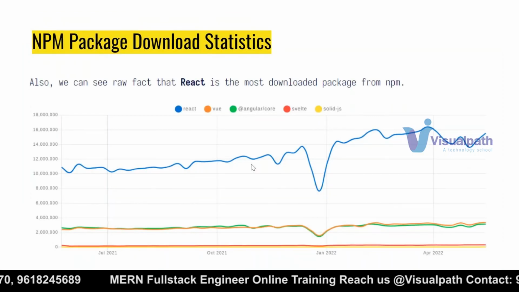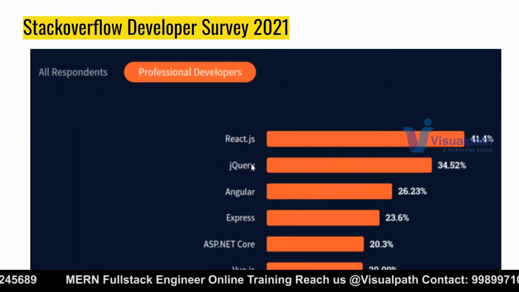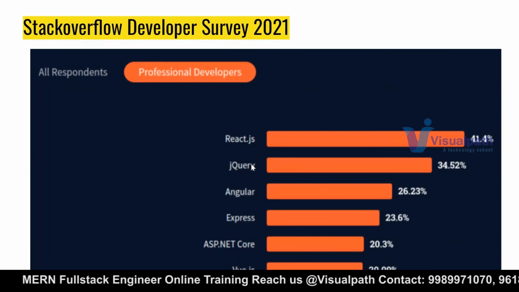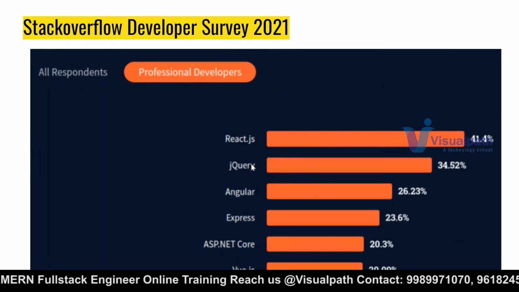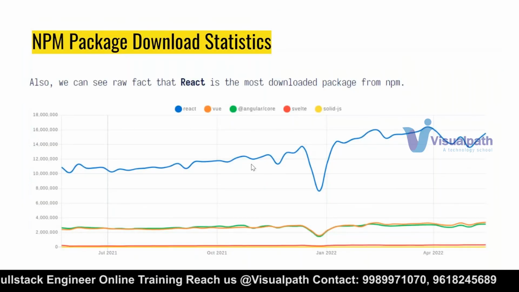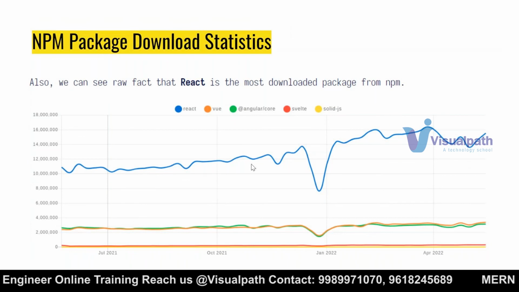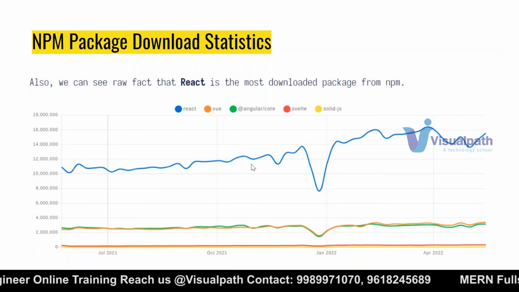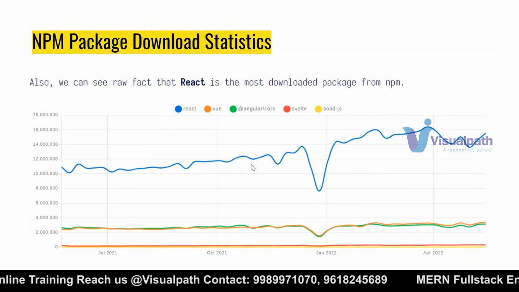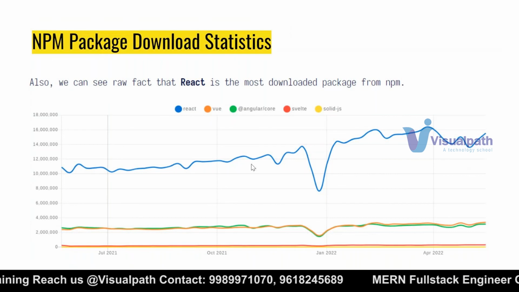Similarly, one more important statistic. Maybe there could be some bias in the developers; on Stack Overflow, there could be more React developers than others. There could be some bias, right? To independently judge the popularity of any framework, you can go to npm statistics. Npm is the node package manager wherein you can download all the open source libraries, frameworks, etc. Therefore, there you can see the download statistics, right?